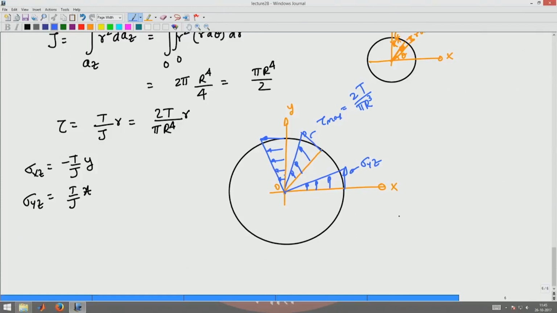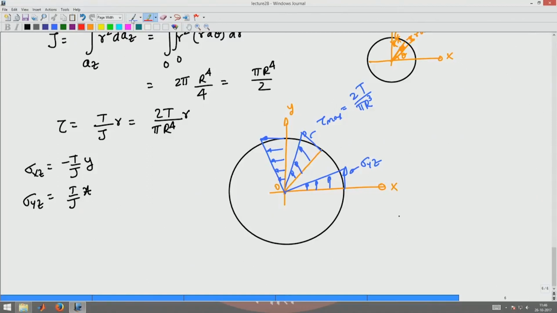On an inclined line, when there is both x and y, the variation will depend upon what x and y values are, and it will be tangential to the circle at that point. That's how it will be, and hence you get the variation of tau along an inclined line as shown here. This will be the direction of the tau in an inclined line with arbitrary x and y directions.